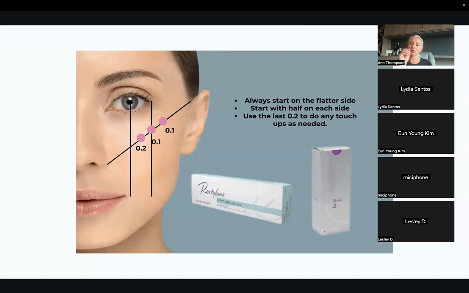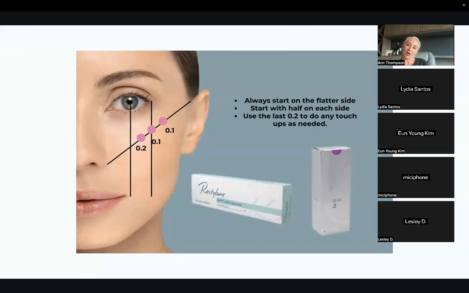So 0.2, 0.1, 0.1, a total of 0.4 on one side of the patient's face. You're then going to repeat that same procedure on the opposite side. So now you have used a total of 0.8 because 4 plus 4 is 8. So in a normal 1 ml syringe, you should have 0.2 left.